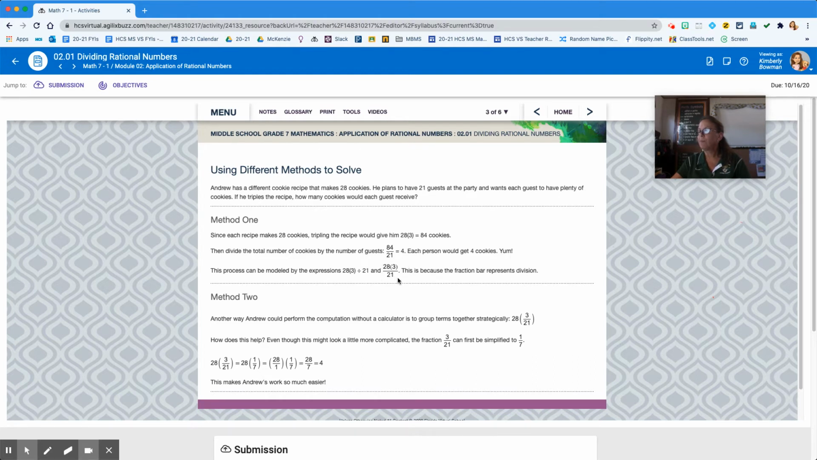Okay? This is because the fraction bar represents division. That is another grouping symbol, like parentheses you can use to group. You can also use a fraction bar to group if you're going to end up dividing the answer by a number. Another way he could perform the computation without a calculator is to group terms together strategically. In other words, he could do this.